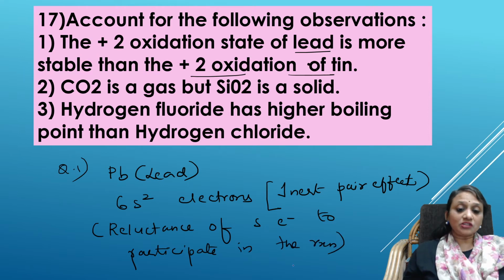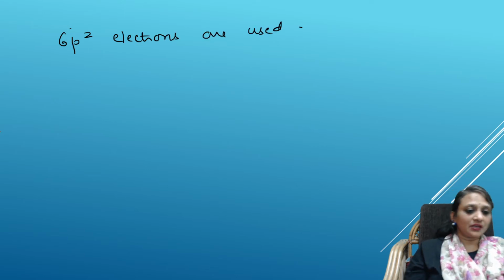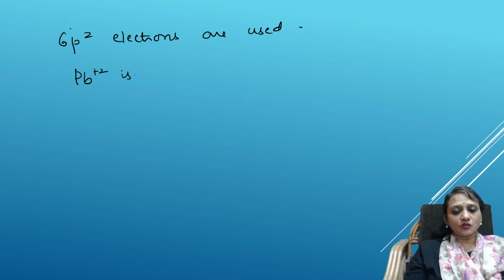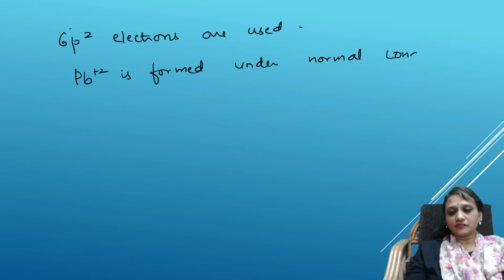If they will not participate, what is left to participate in lead? We only have 6p electrons. In lead, 6p2 electrons are there, and these 6p2 electrons are used. So what happens? Pb +2 is formed under normal condition. The 2 electrons of 6p are used, hence Pb +2 is formed under normal condition. Correct, students?